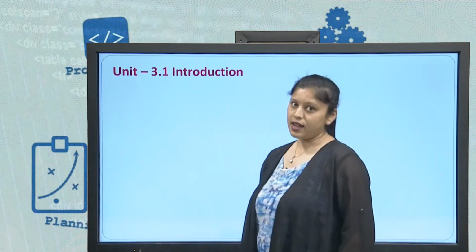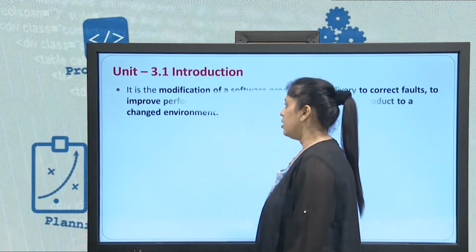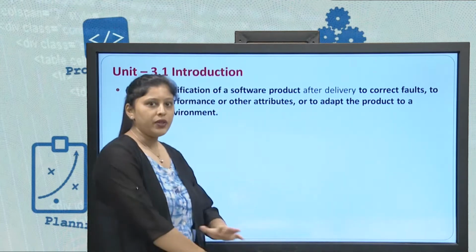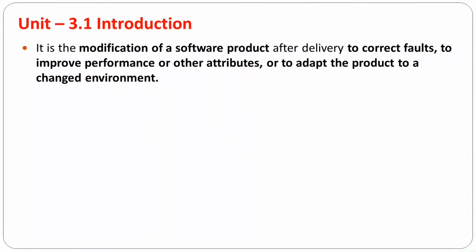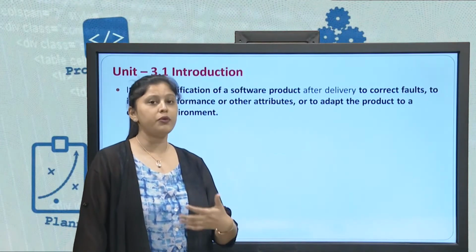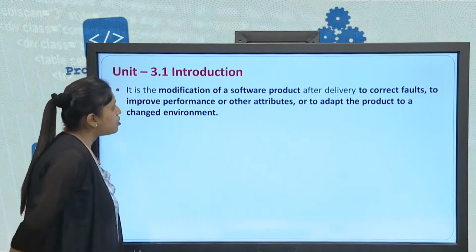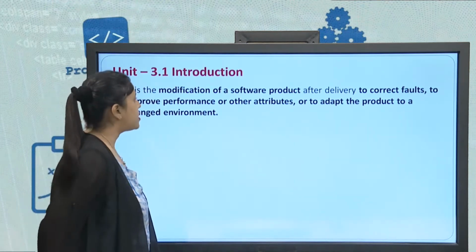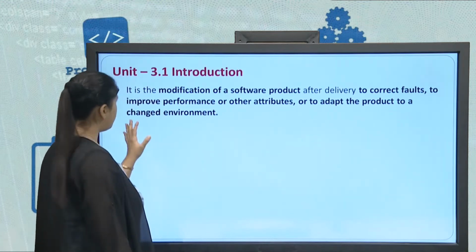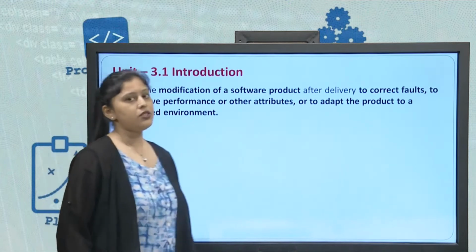Let us start now with unit 3.1, that is introduction. Before we start with the core portion of this unit, let us understand what and how a particular software maintenance is required, what are its products, and how do we configure its management. It is the modification of a software product after delivery to correct faults, to improve performance or other attributes, or to adapt the product to a changed environment.